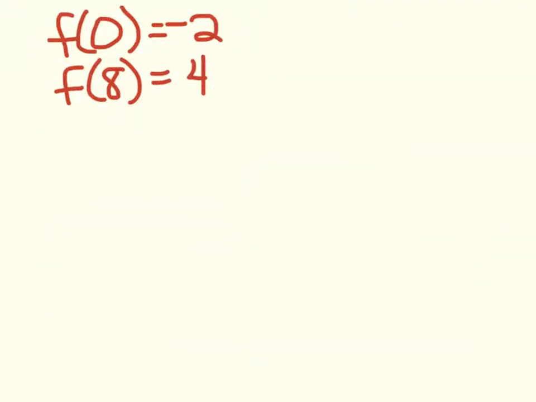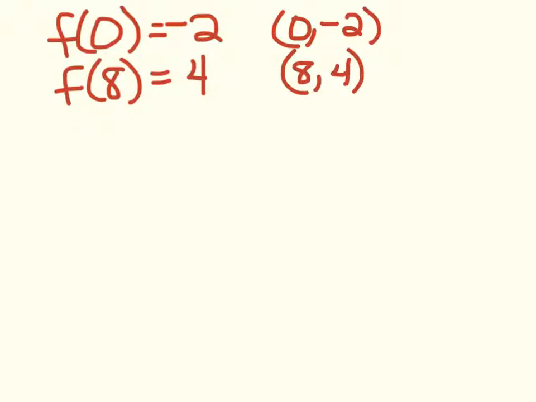Let's take a look at one more of those. f of 0 equals negative 2. Again, that's just an ordered pair of (0, negative 2). f of 8 equals 4. Again, just an ordered pair, (8, 4). All right. Now, we need to get our slope. We are looking for the slope, which is m, and we're looking for the y-intercept, which is b.